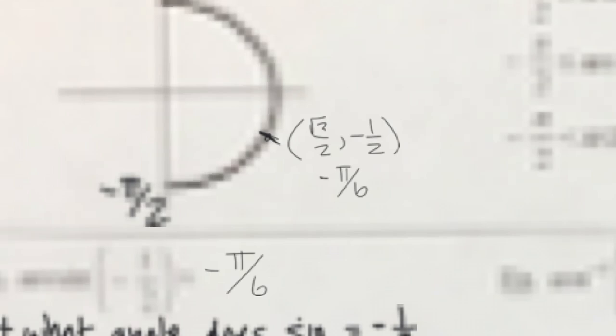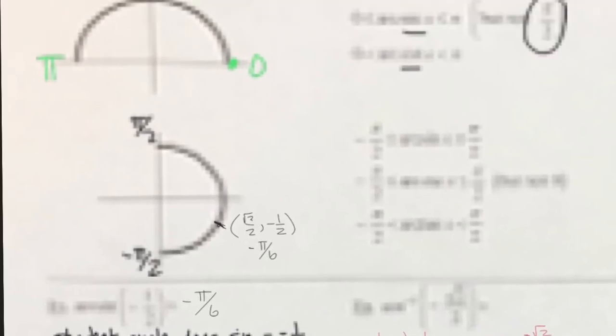So those are the only answers we're ever going to give. What about cosine? At what angle is the cosine equal to negative root 2 over 2?